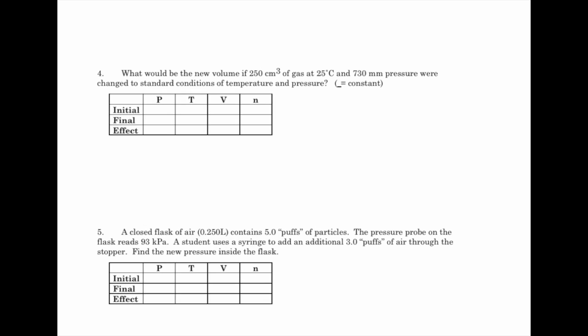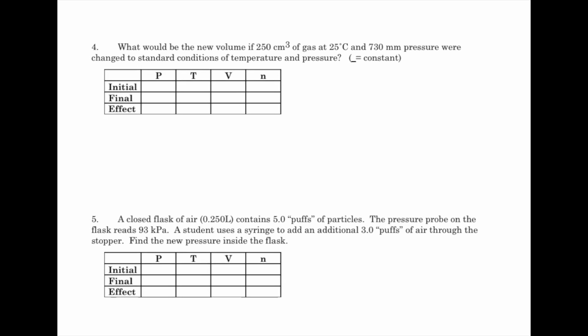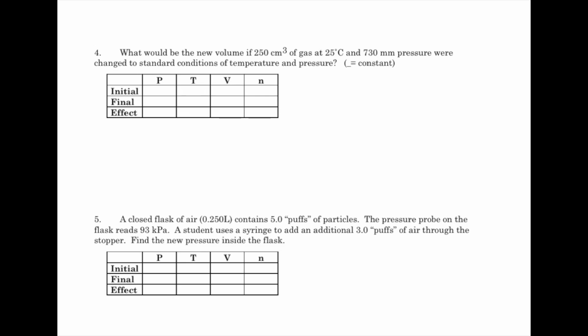So what happens if multiple variables change, which is what we have in this particular problem? This is when the effect box is really, really big. Okay, so what would be the new volume, right? That part of the question tells you you're looking for volume, right? If 250 centimeters cubed of gas at 25 degrees Celsius, right? So that's 298 Kelvin. And 730 millimeters of pressure were changed to standard conditions of temperature and pressure.